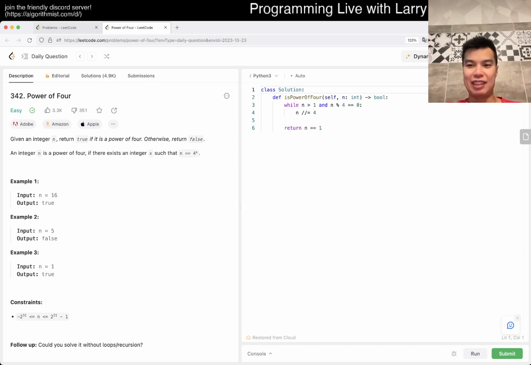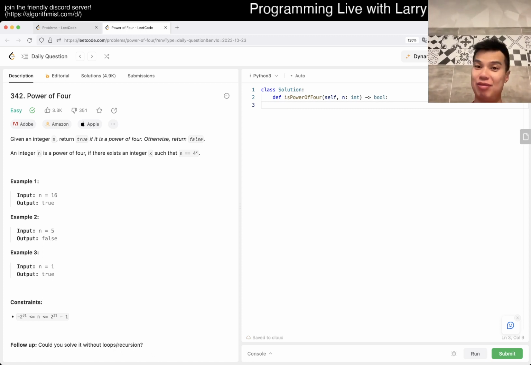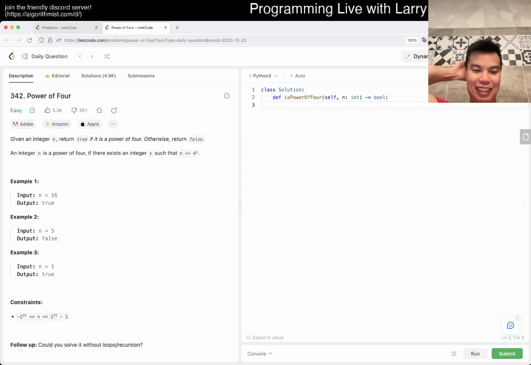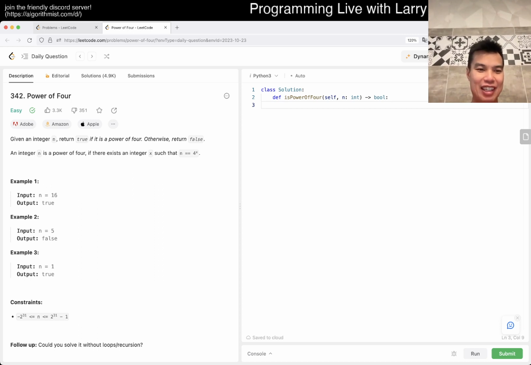Okay, today is kind of an easy one. It seems like 342, power of 4. So, good time to take a break mentally. Hopefully. Is there anything difficult to say? There are a couple of ways you can do it. Can I solve it without loops and recursion?